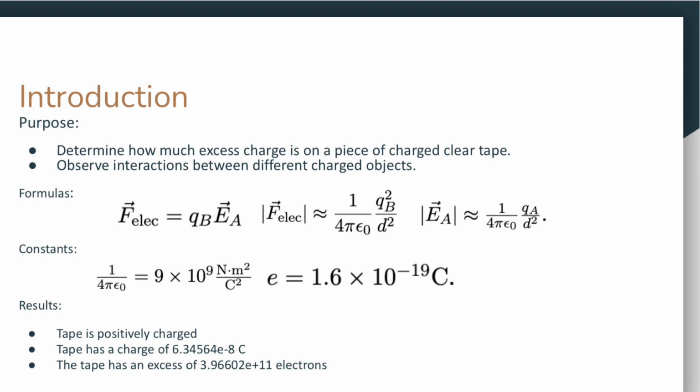In this experiment, we'll show that the tape is positively charged with a value of 6.34 times 10 to the negative 8 coulombs, and that it has an excess of 3.96 times 10 to the 11 electrons.